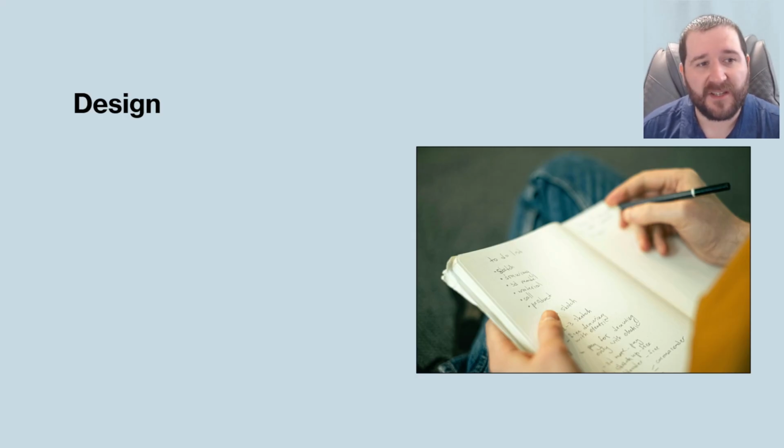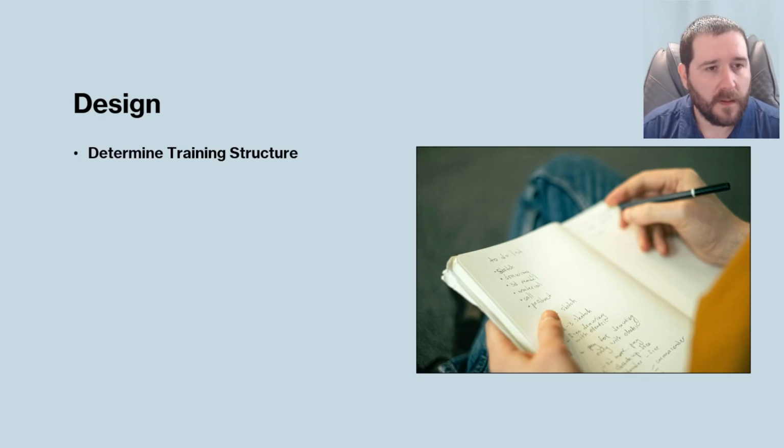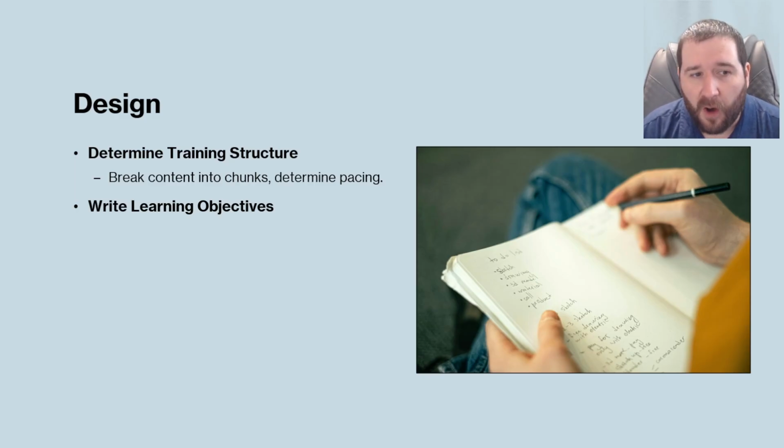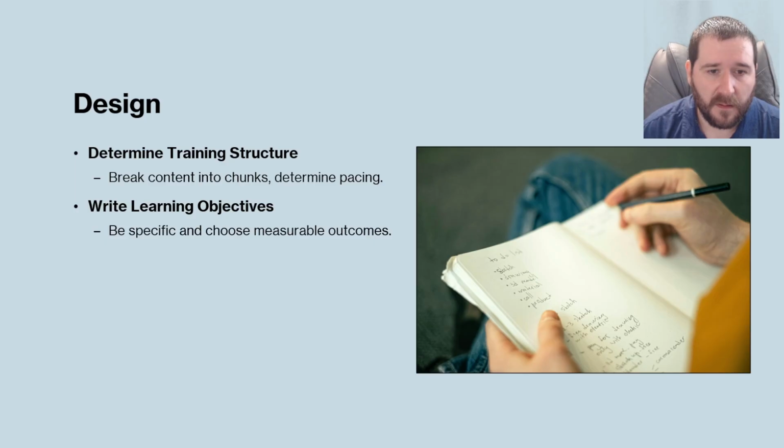After the analysis stage is the design phase in the ADDIE process. In the design phase, we're figuring out a general plan for our educational content. Specifically, we want to determine the structures of our trainings. We want to break our content into chunks. We want to determine an appropriate pacing based on our learner group and our learner needs. In the design phase, we'll also be writing learning objectives. Okay, here we want to be specific and choose measurable outcomes. Okay, we'll talk more on all of this throughout the course, but today's kind of the intro.